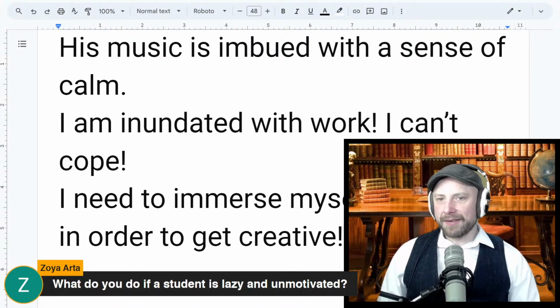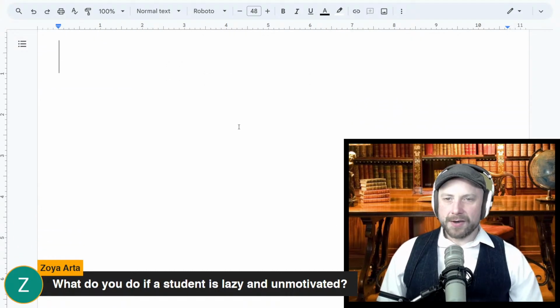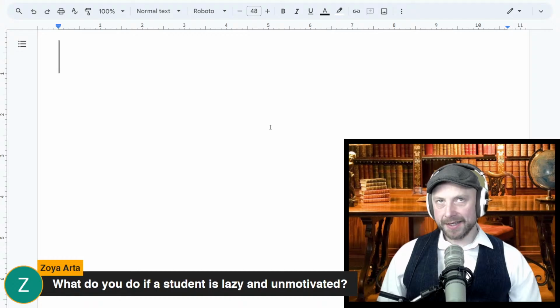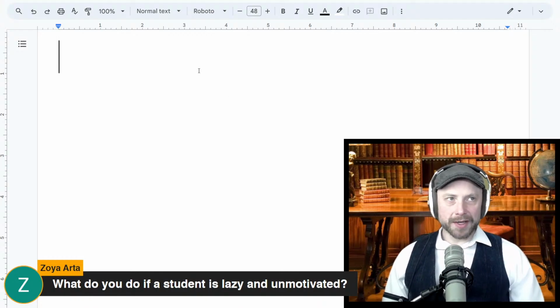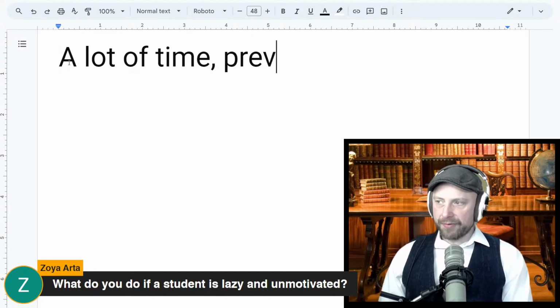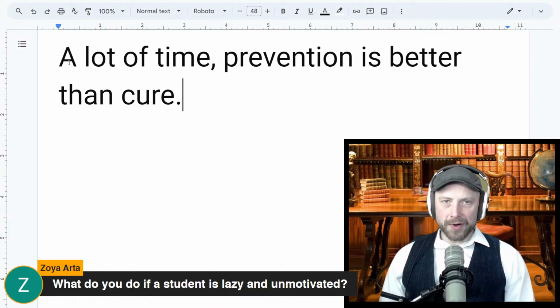Zoya says, what do you do if a student is lazy and unmotivated? It's not easy, Zoya. There's no easy solution to that. It can be really tough. Also, once a student has become habitually like that in your classes, then sometimes there's very little you as an individual teacher can do to change that. It's often a very uphill battle. So I actually think a lot of the time, prevention is better than cure. In other words, just make your lessons as engaging and interesting as possible from the start, and avoid ever getting to that point where they're boring and the student is lazy and unmotivated.